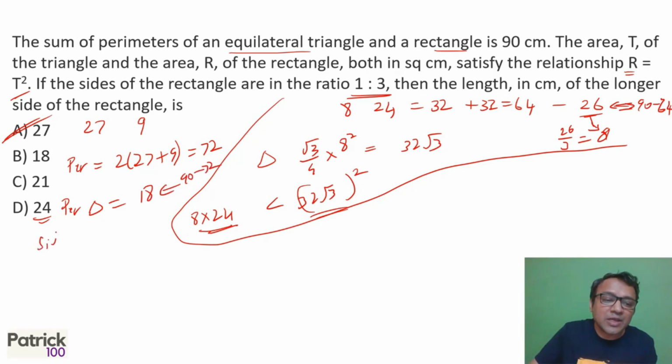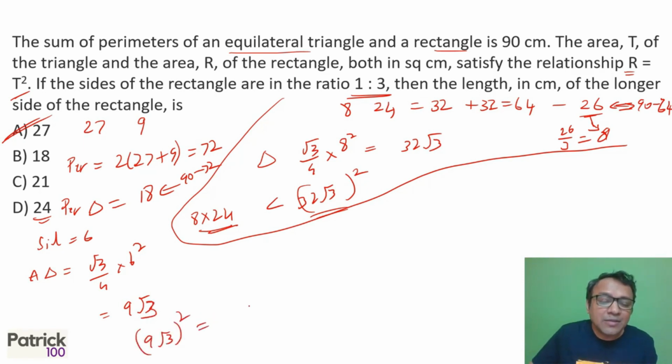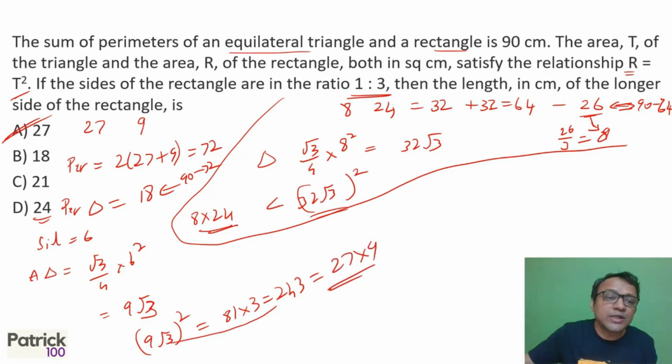So side of triangle will become 6. Area of triangle will be root 3 upon 4 into 6 square. This becomes 9 root 3. Now 9 root 3 squared, if you look at it, is nothing but 81 into 3, which is 243, which is nothing but 27 into 9. Equal. So this condition satisfies R equal to T square. So we know the answer is 27.